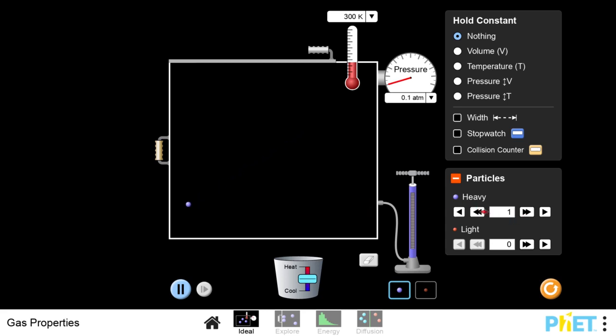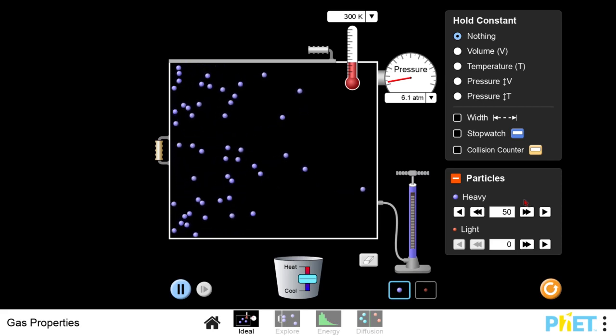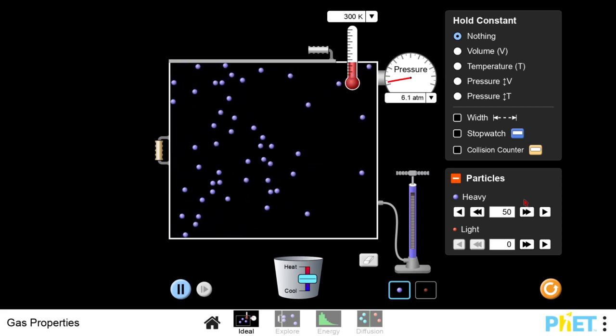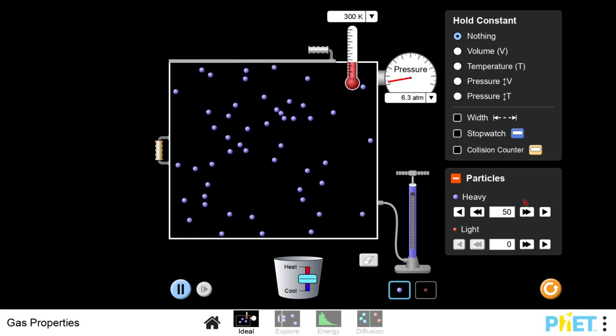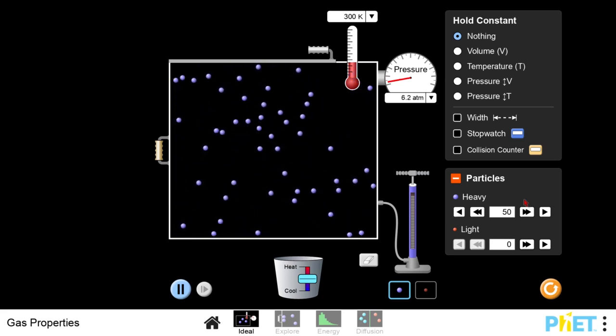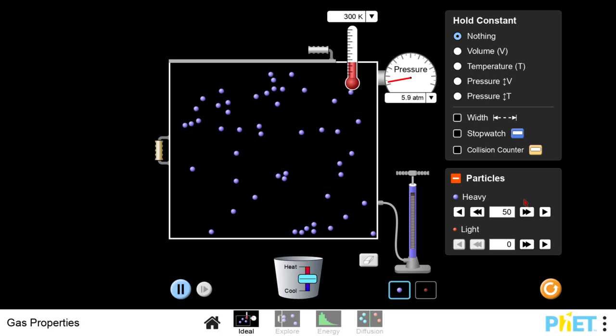I could now instead inject more particles into the system. So now let's start by injecting 50 gas particles into this system. We'll give them a moment to spread out in the container. We see that while they all come in together as a clump, because they didn't all quite have the same velocity, they start not only colliding with the walls of the container, but with each other.